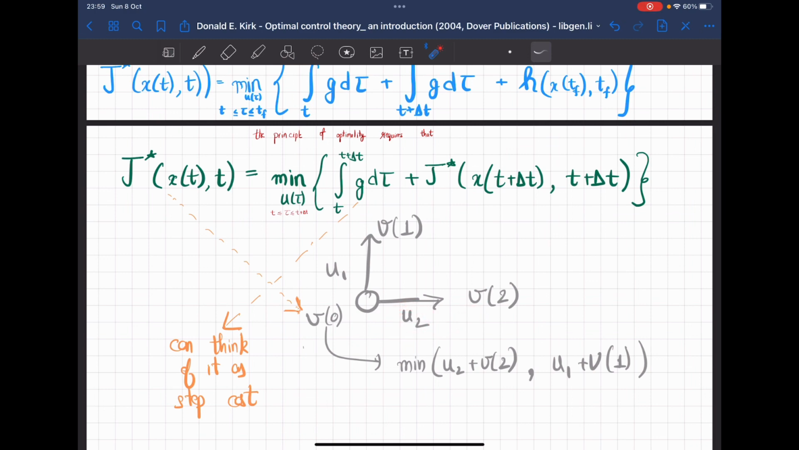And we'll also compare the other alternative, that is the immediate cost and the value function from there. And then we find the minimum of u2 plus v2, comma, u1 plus v1, and that was the way in which we were able to determine what was the value function.